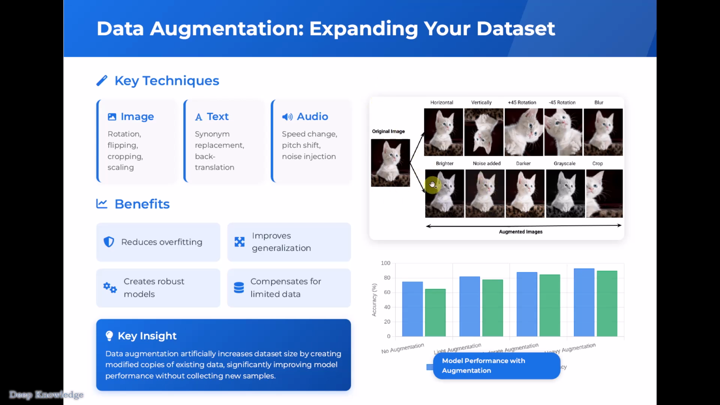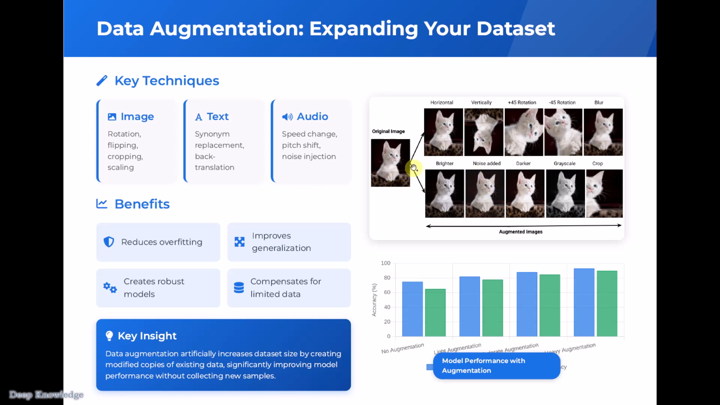And here we have, for instance, a sample image. If you look here, you can see horizontal and vertical flips, rotation, cropping, grayscale, and darkening. From this one image, we have 10 images in this example.